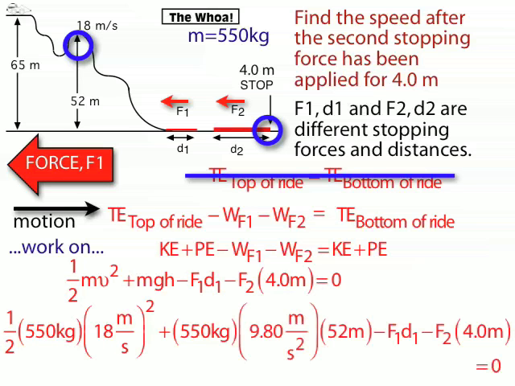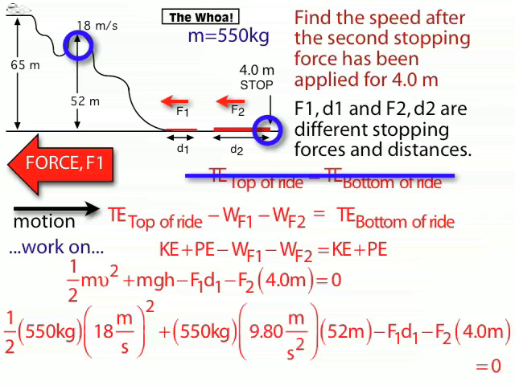And if I put in some numbers, I can see that I've got 1/2 times 550 kilograms times 18 meters per second squared plus 550 kilograms times 9.80 meters per second squared times 52 meters minus F1 D1 minus F2 times 4 meters, and all that equals 0. So at this point I'm going to stop the solution process. Everything's pretty much set up.